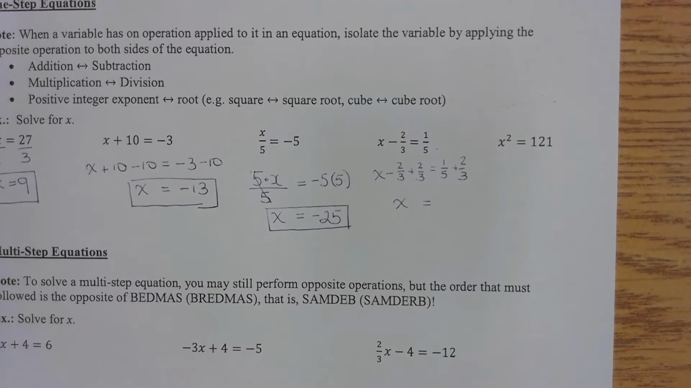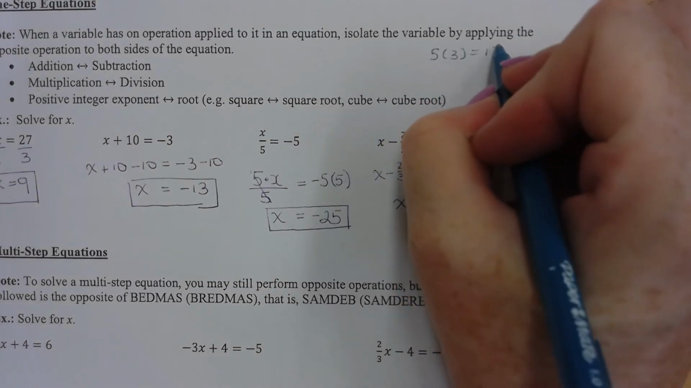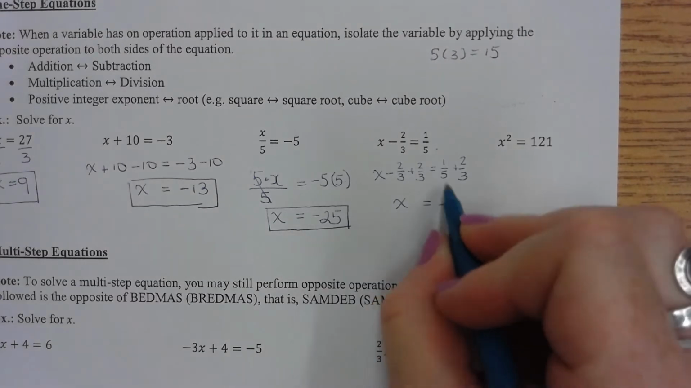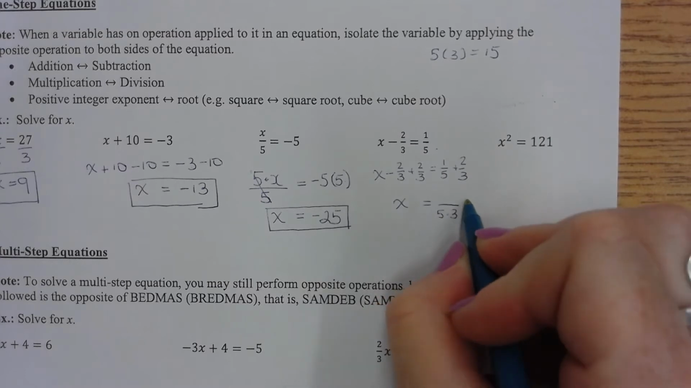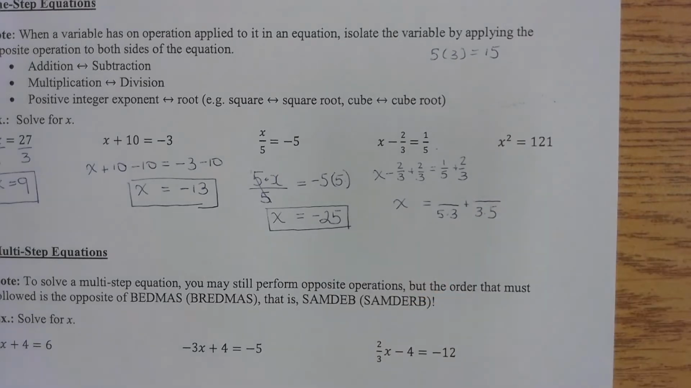So now I just have to remember how to add and subtract fractions. When I add fractions, I need to make sure I get a common denominator. I can get the common denominator by multiplying 5 by 3. Well, I know that 5 times 3 equals 15, so my common denominator is going to be 15. So I'm going to take this 5 and multiply it by 3, and take this 3 and multiply it by 5.